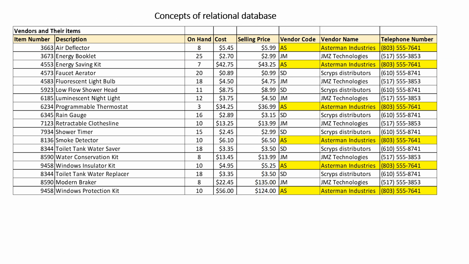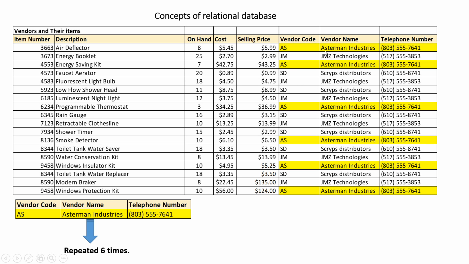So let's see what's wrong with this database. With this table, it's not yet a database, it's a table. Look, each item belongs to a vendor. So a vendor code represents each vendor. Now if you notice, each vendor is listed more than once in the table, right? So for example, Mr. Asterman is listed 6 times. So anyone who enters data into this table will enter Asterman's at least 6 times, which is a lot, right? It's a lot of redundancy.